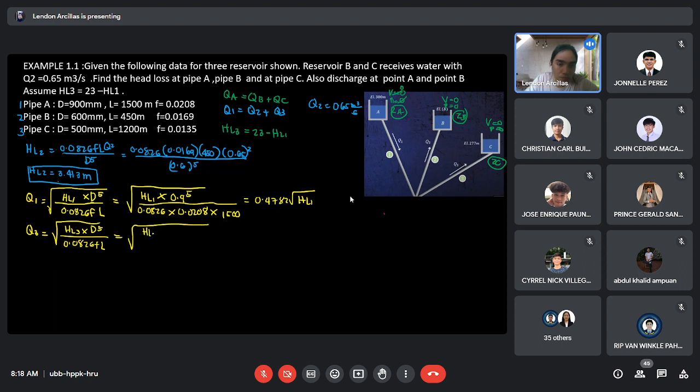Hayaan mong HL3 since walang HL3. Ang diameter at 0.3 is 0.5 in meters. Ito, 0.0826 times F, 0.0135 times the length of 0.3, that is 1,200. That is 0.1174 square root of HL.